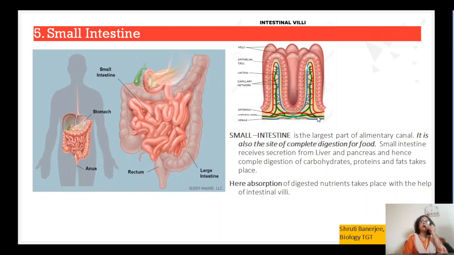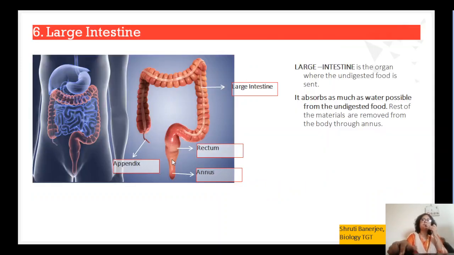Okay, so now moving from the small intestine, the food will now enter the large intestine. Okay, large intestine. See here, the large intestine is not basically having much function of breaking down the molecules, but the main function of the large intestine is absorption. Again, it takes the absorption to another level. It does not absorb proteins or carbohydrates, rather it absorbs the water from the undigested food.